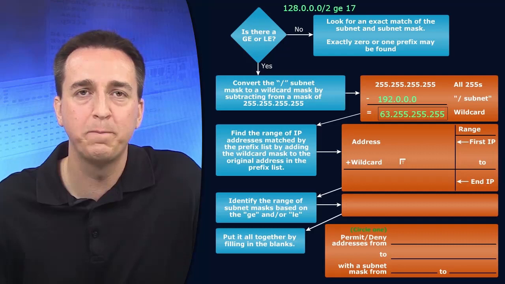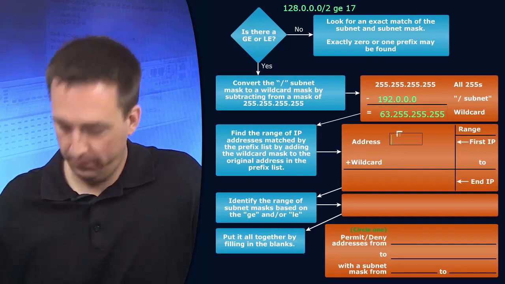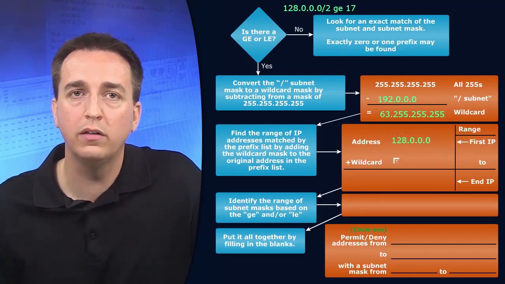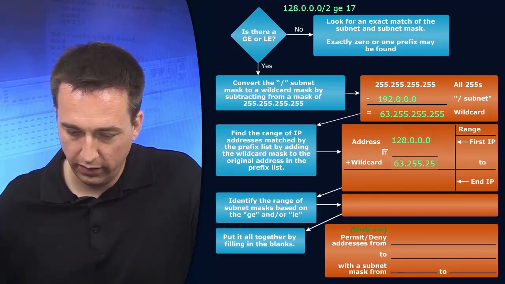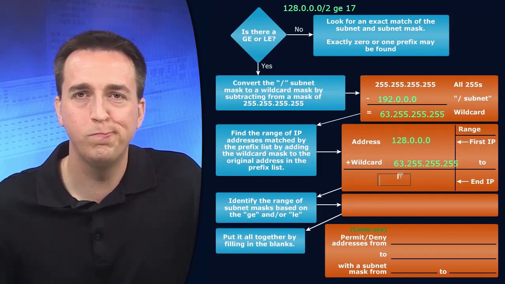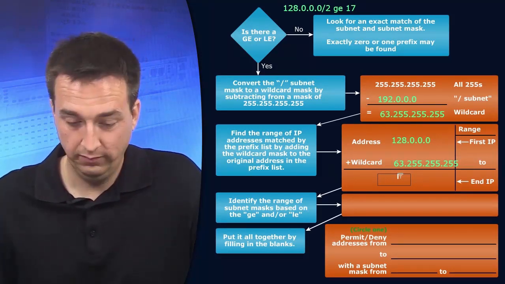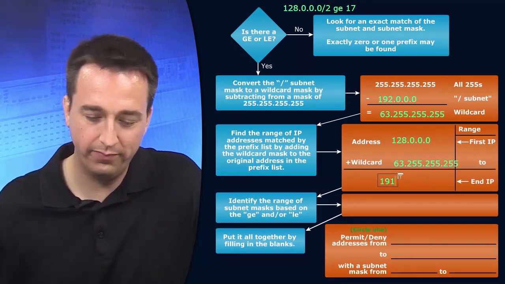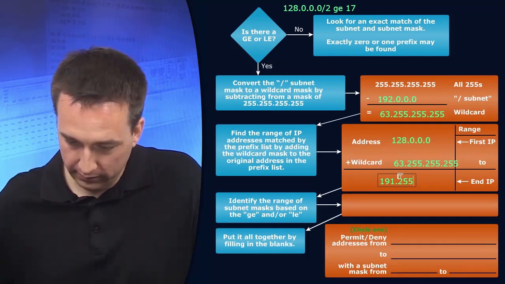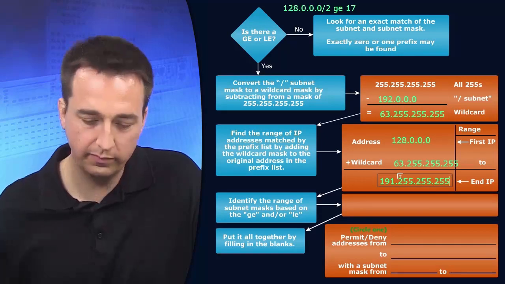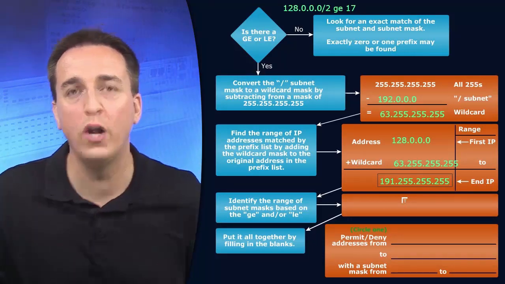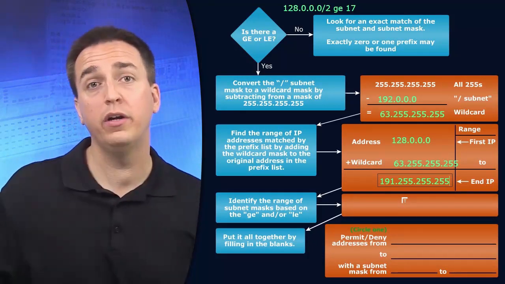255, 255, 255. Our address is 128.0.0.0 that we see in the prefix list. The wildcard mask is 63.255.255.255. So 128 plus 63 is 191. Two 255, 255. So the starting IP address is 128. The ending IP address is 191.255.255.255.